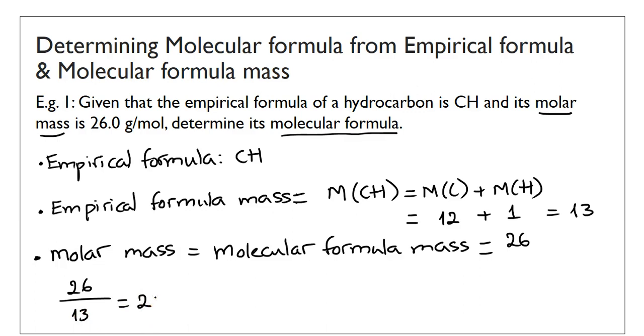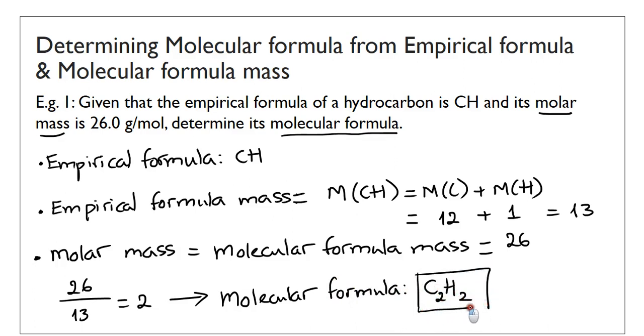which means that the molecular formula mass is going to be twice the empirical formula mass, which means that in order to achieve a mass of 26 and still have the same ratio as the empirical formula, I would need to double the amount of carbon and hydrogen to go from empirical to molecular formula. So the molecular formula in this case is going to be C2H2. So it's twice the amount of carbon and hydrogen. So it still has the same 1-to-1 ratio between carbon and hydrogen, but it now has a mass of 26. Okay, so that's the first thing, determining molecular formula from empirical formula and molecular formula mass.